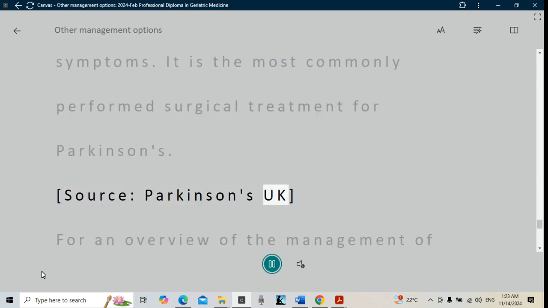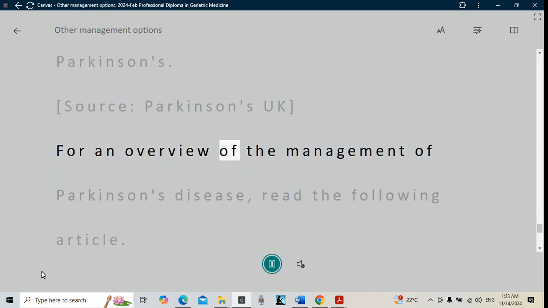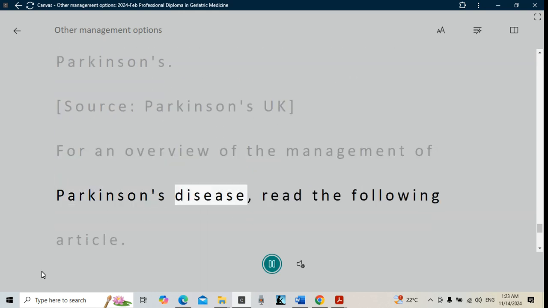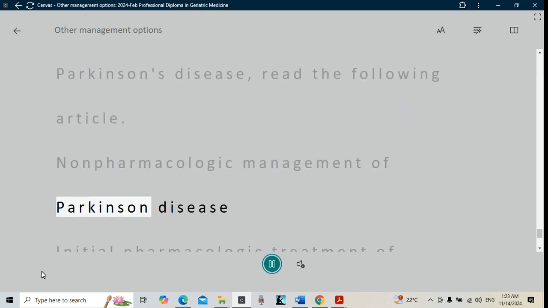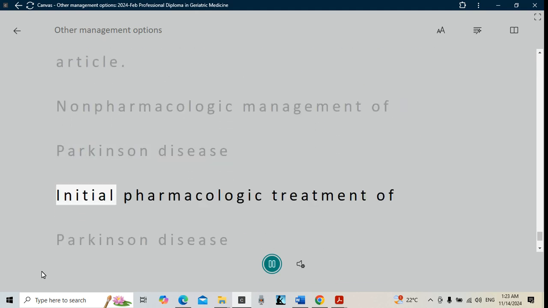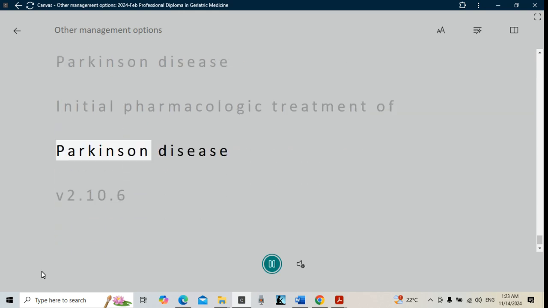Source: Parkinson's UK. For an overview of the management of Parkinson's disease, read the following article. Non-pharmacologic management of Parkinson disease. Initial pharmacologic treatment of Parkinson disease. Version 2.10.6.